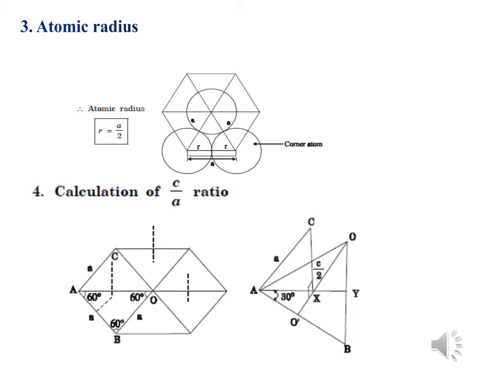Next, third characteristic, atomic radius R. To find the atomic radius of the HCP crystal structure, consider any two corner atoms. It has been noted that each and every corner atom touches the other. Therefore, the side length is A and the distance is 2R. A equal to 2R, R equal to A by 2. Therefore, the atomic radius is R equal to A by 2. And next, calculation of the C by A ratio.